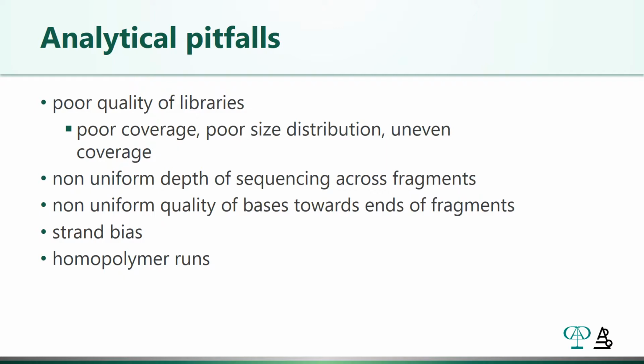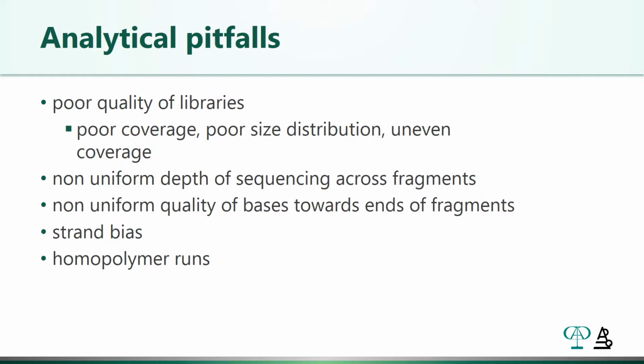If you have non-uniform depth of sequencing across fragments, that is an issue for copy number calling. If you have non-uniform quality of bases, and we know that that happens especially as you read towards the end of every fragment, the quality of the sequencing drops off. And so it's important that you actually remove the poor quality bases and fragments from anything that you're looking at.